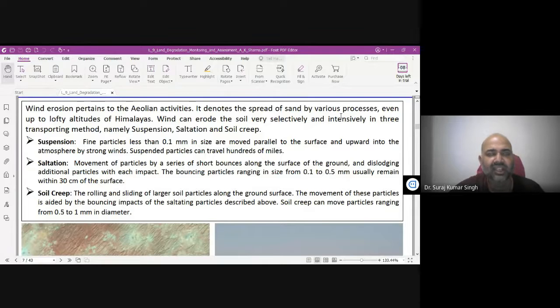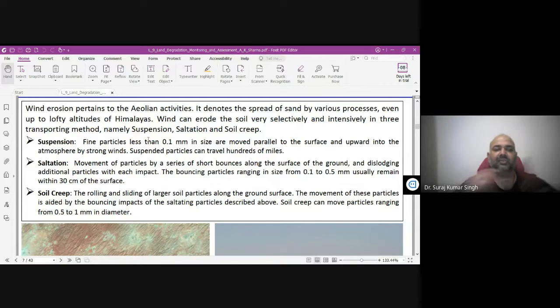The spread of sand, because if you go into the deserts, that is sand. That is a spread of sand by various processes, even up to the low altitude of the Himalayas. Wind can erode the soil very selectively and intensively. There are three methods through which wind can degrade the quality of the land: suspension, saltation and soil creep.